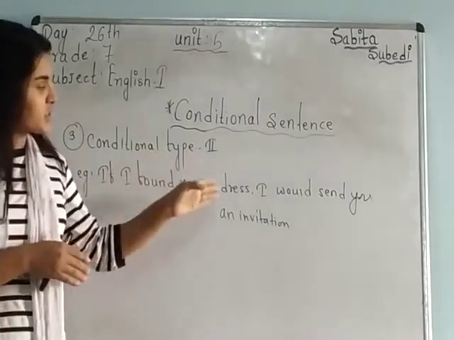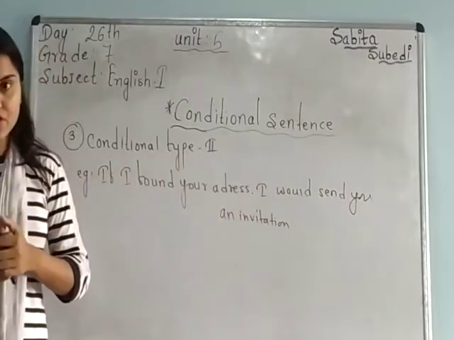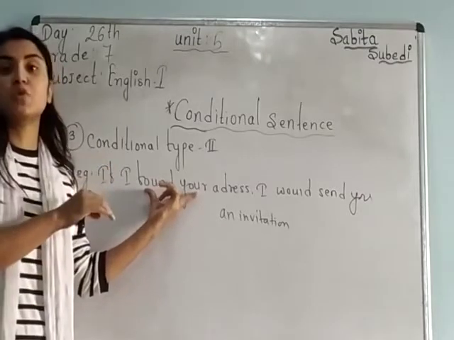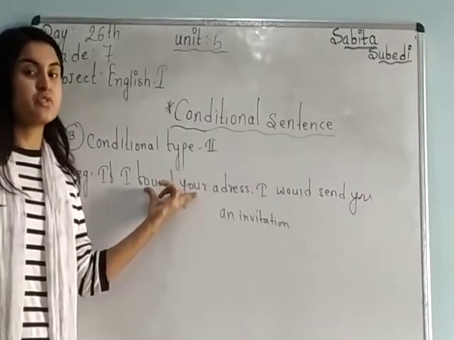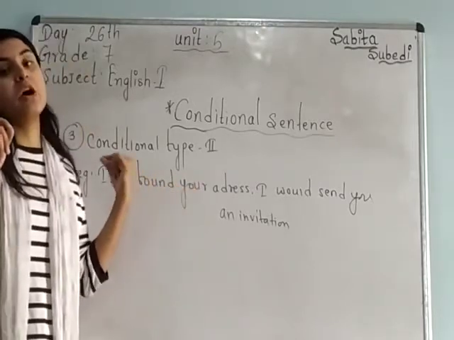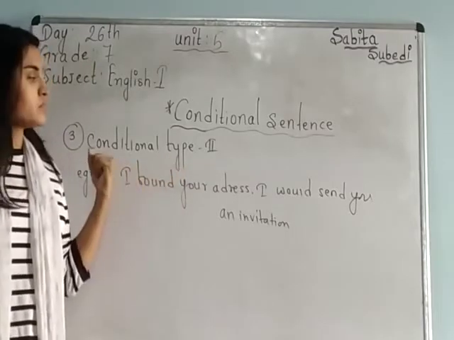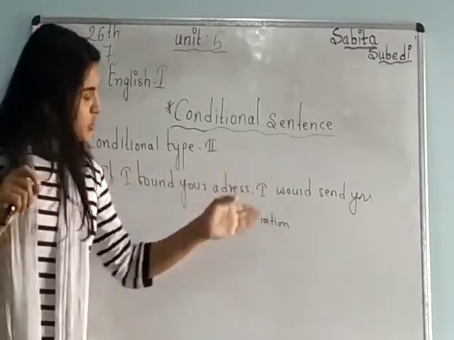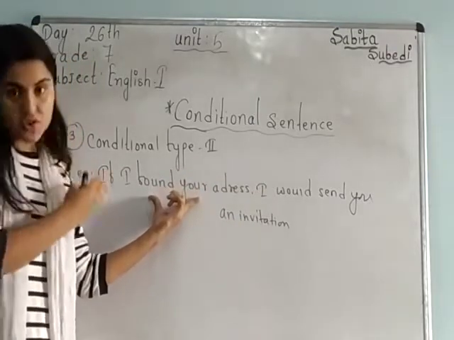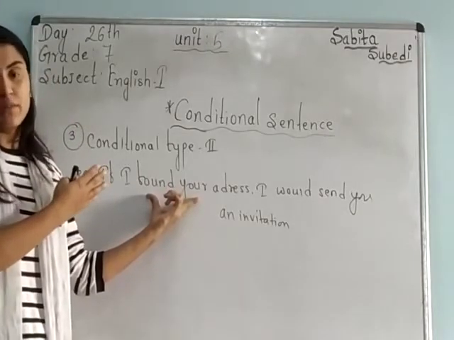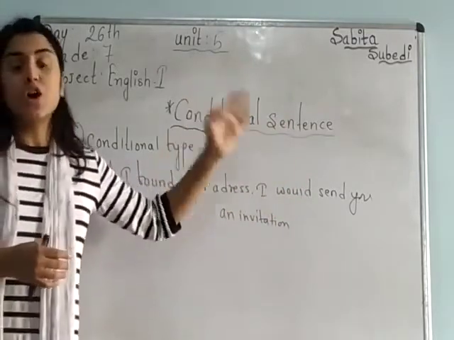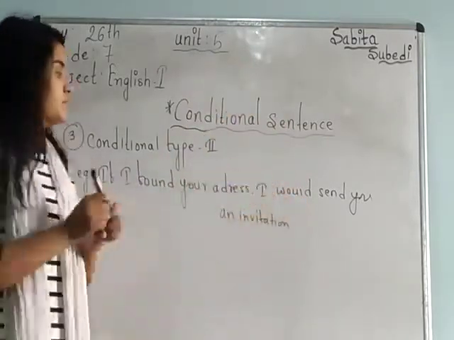If I found your address, I would send you an invitation. So this situation is impossible to happen now. This condition is impossible to happen because it refers to the past, right? It is unlikely, impossible, unreal to occur. So that's why I would send you an invitation. If the situation is impossible to fulfill, then obviously the result will be unreal to come out.